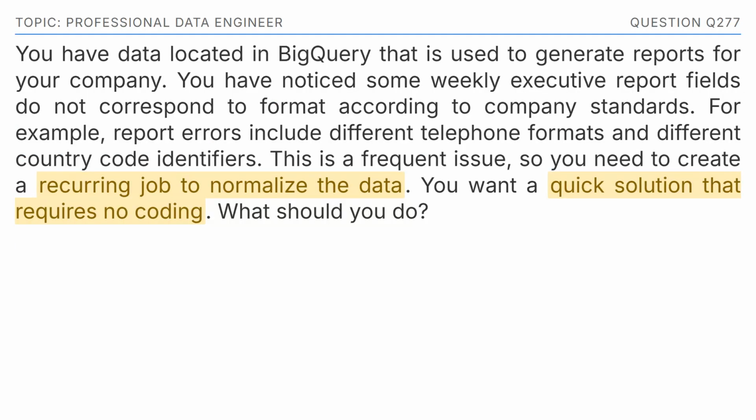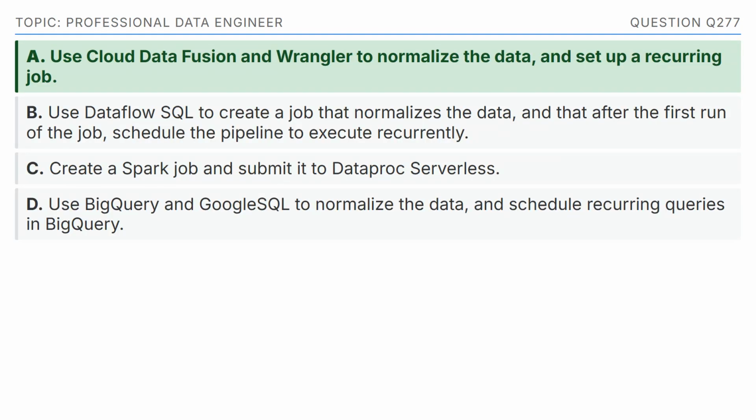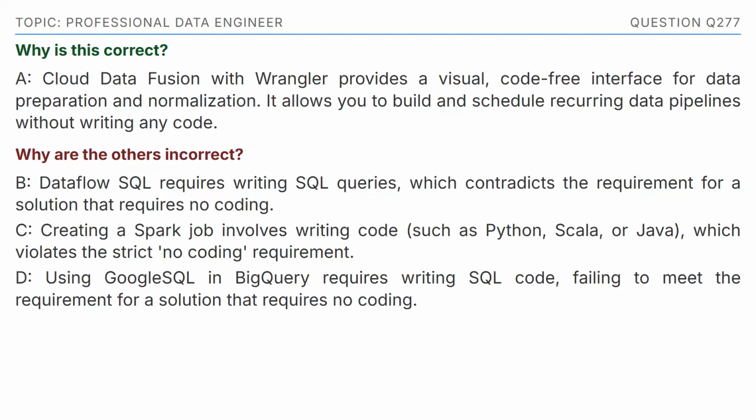To arrive at the correct answer, we focus on the keywords: recurring job to normalize the data, quick solution that requires no coding. The correct answer is option A, use Cloud Data Fusion and Wrangler to normalize the data and set up a recurring job. Why is this correct? A. Cloud Data Fusion with Wrangler provides a visual, code-free interface for data preparation and normalization. It allows you to build and schedule recurring data pipelines without writing any code.